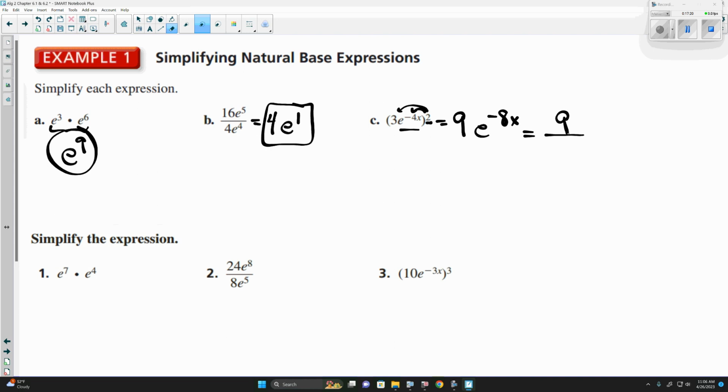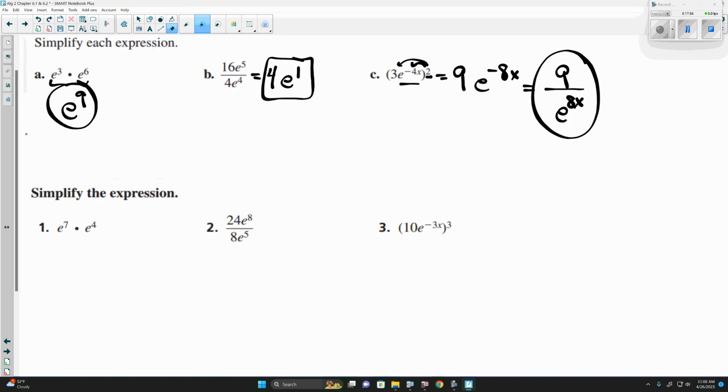But to make that exponent positive, we have to move it from the numerator to the denominator, from the top of the fraction to the bottom. That gives us 9 over e to the 8x. So to make that exponent positive, we just moved it from the top of the fraction to the bottom. Questions on this here? Any questions on A, B, or C before we look at 1, 2, and 3?